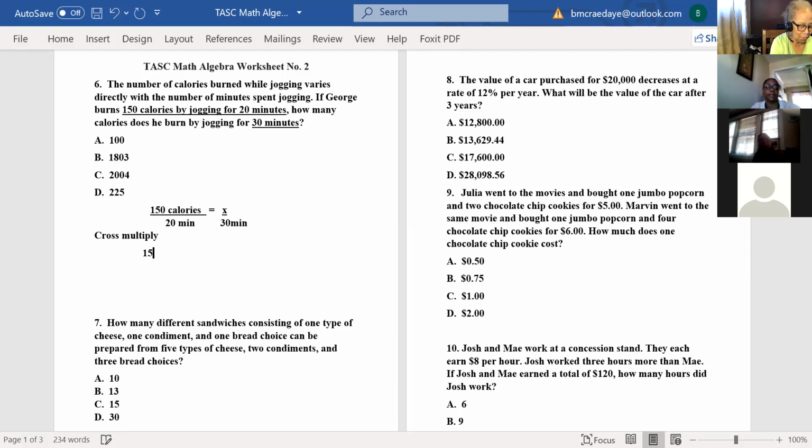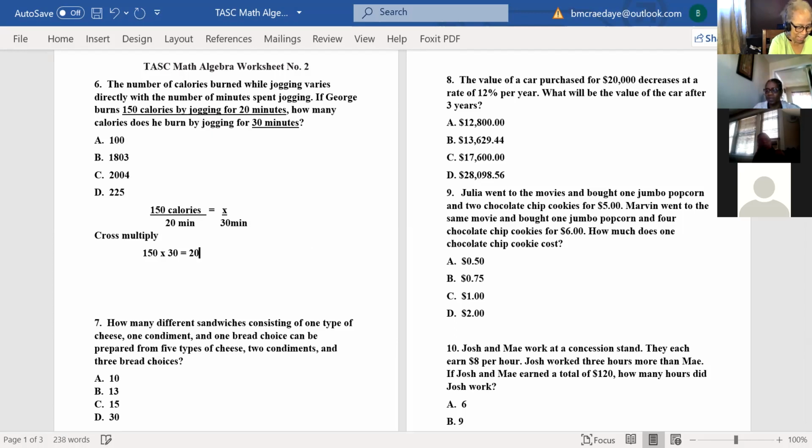150 times 30, and that's equal to what? That's this cross multiplying. Now do the other cross multiply. That's what? 20 times x, which is equal to what? What's 20 times x? 20x.